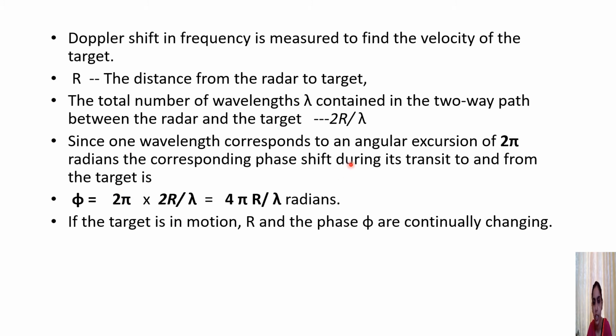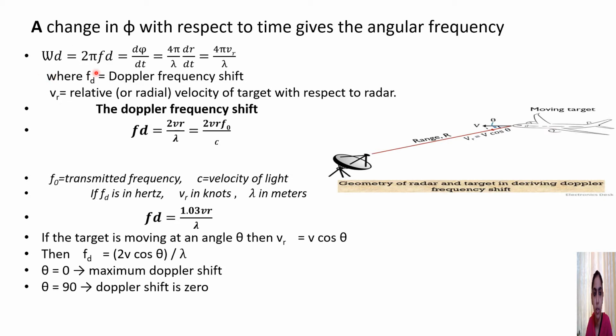One wavelength corresponds to an angular excursion of 2 pi radians. So what will be the corresponding phase shift during its transit to and fro from the target? The phase shift phi will be represented as 2 pi into 2R divided by lambda. So the total phase shift is 4 pi R by lambda. If the target is in motion, R and the phase phi are continuously going to change. So we have written the expression for phi as 4 pi R by lambda.